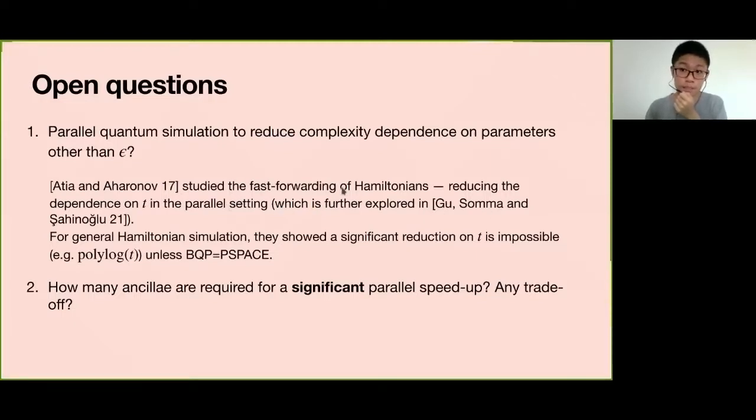But when they study this property, they are not concerned about parallel Hamiltonian simulation. And in this work, they have proved that for general Hamiltonian simulation, a significant reduction on t is impossible unless under some complexity assumption.